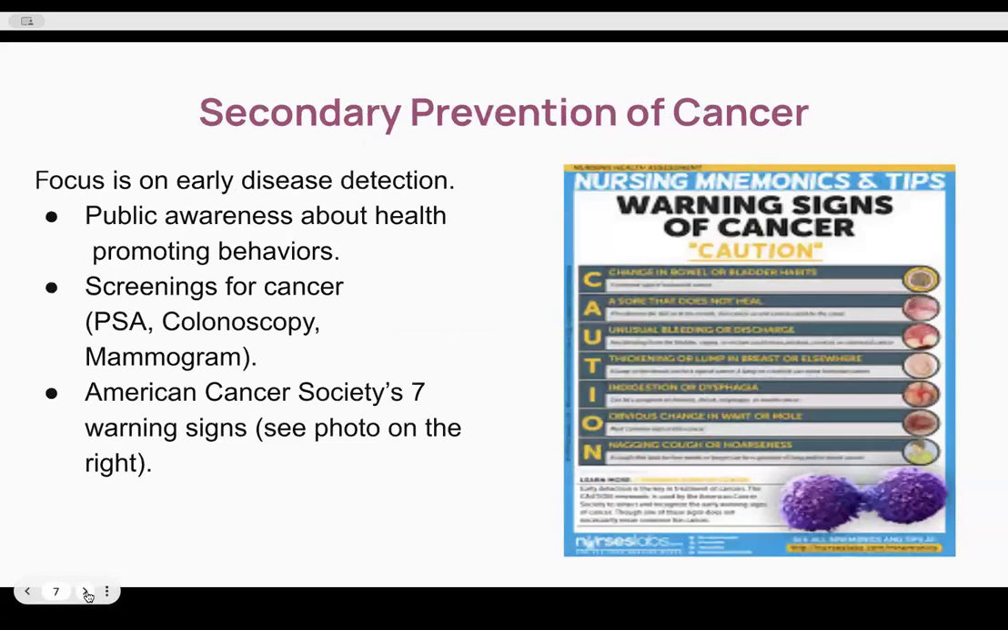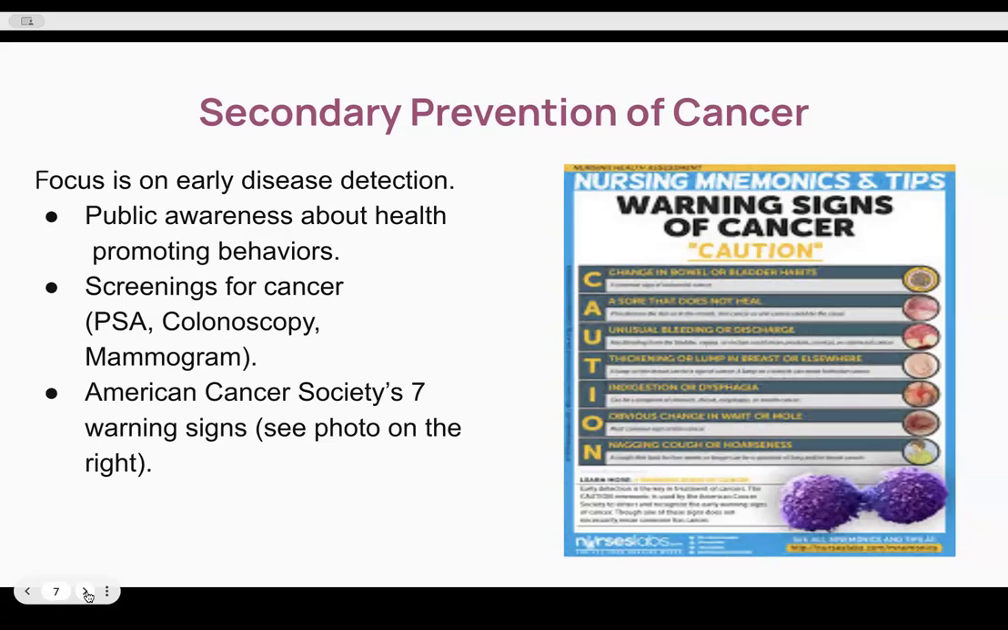When we're talking about secondary prevention of cancer, on the left side of your screen, you can see what the focus is, and on the right side of your screen, there are some warning signs. The focus is on early disease detection. That's really the key with cancer. The earlier we detect it, the better we can treat it.